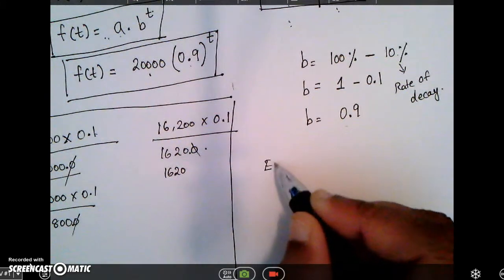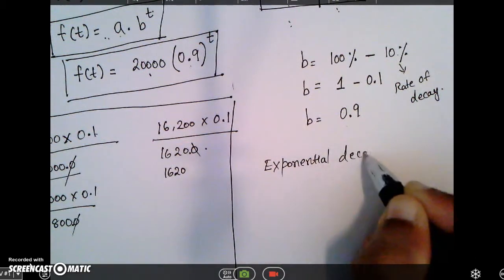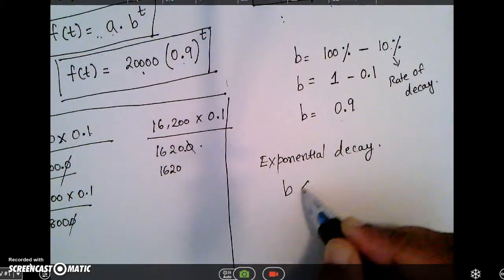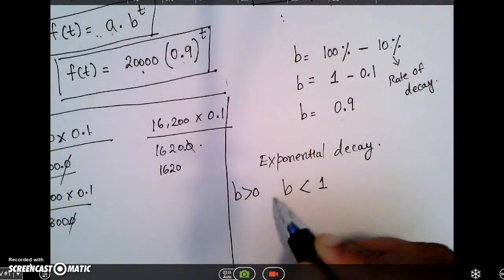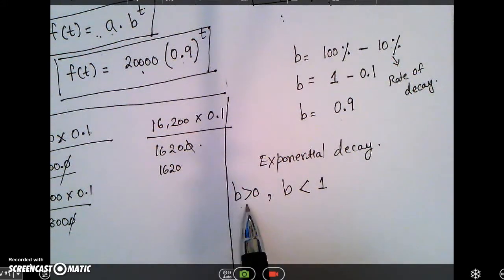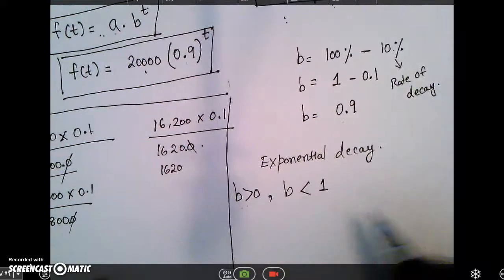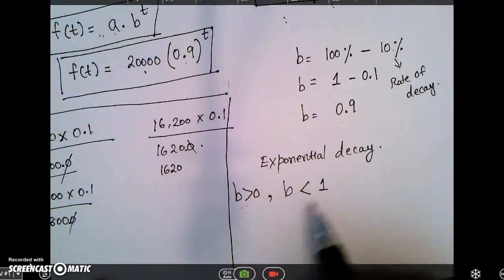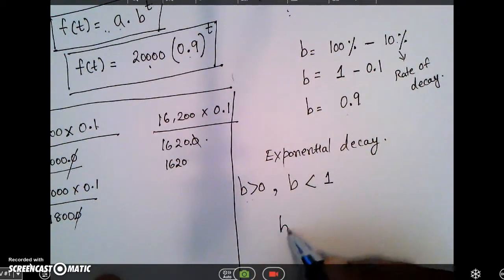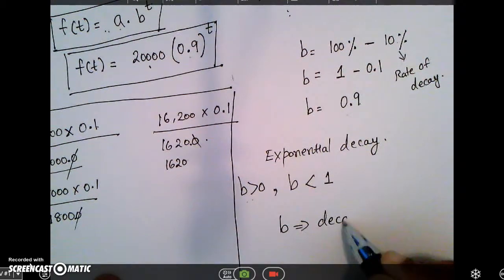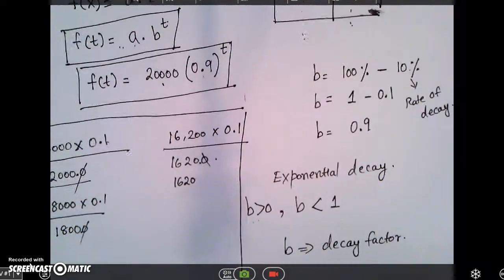All right. So for exponential decay, your b has to be less than 1. You know that b is greater than 0, right? So that means b is greater than 0 and b is less than 1. So it's a positive fraction that is less than 1. Okay, so b has to be between 0 and 1. So that's what makes it an exponential decay. So b is called the decay factor. Earlier it was the growth factor, right? This time it is my decay factor.